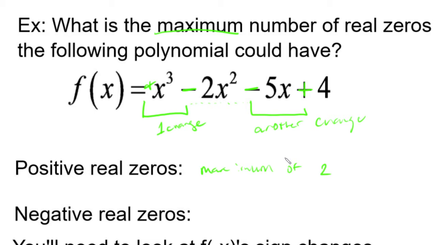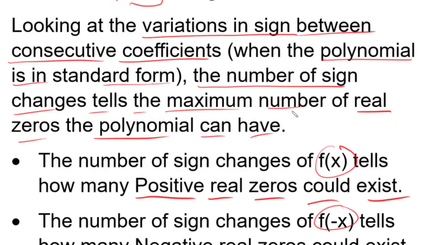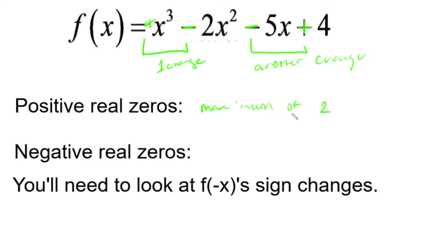That's what this rule says. The number of sign changes tells you the maximum number of real zeros the polynomial can have. So the number of positive real zeros is at most 2. Now we have to consider the negative real zeros.